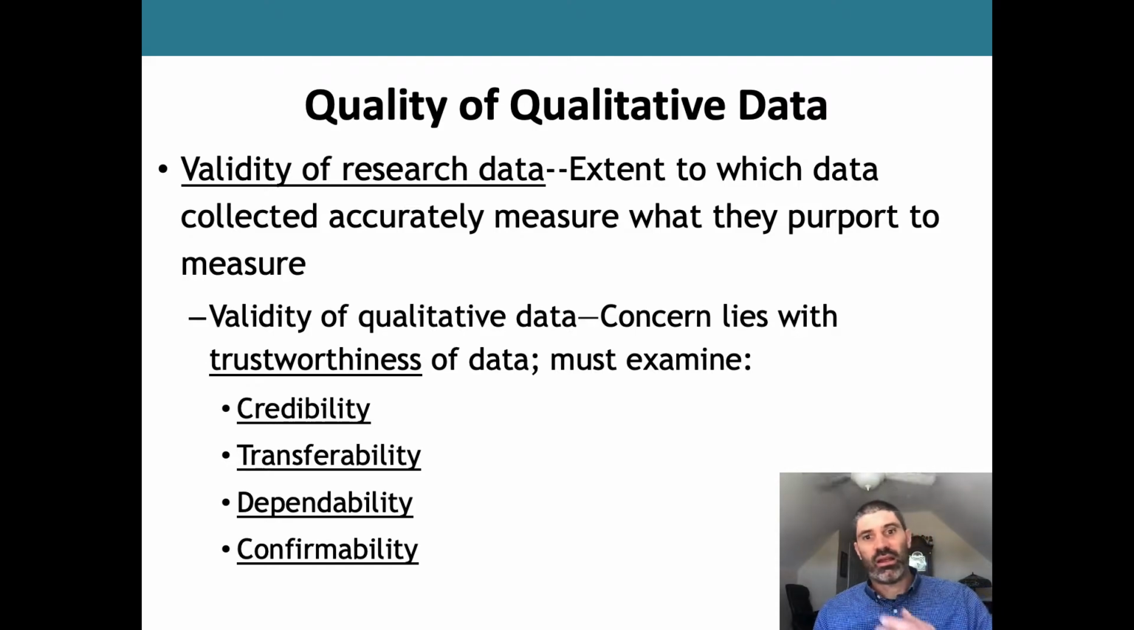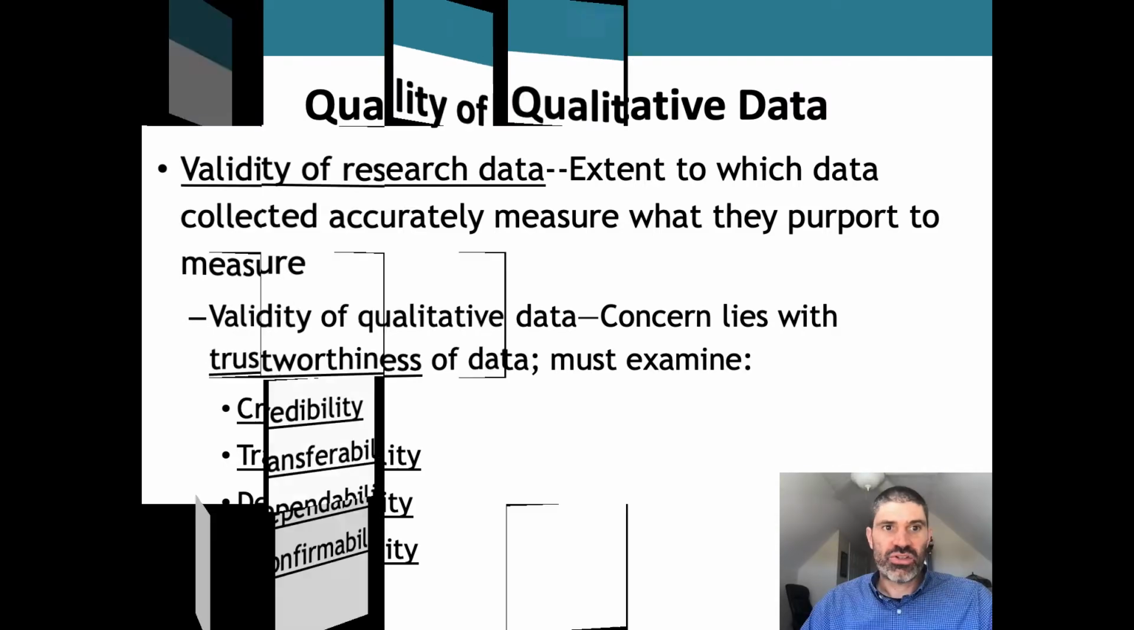You may not be getting as accurate of an answer as you would maybe if you did a survey where they were more anonymous and you weren't directly talking to that individual. So the book talks about these different types of validity: credibility, transferability, dependability, confirmability. But the idea is, does the data we're collecting really represent what we think it's representing? Am I really getting at what I think I'm getting at? Or am I introducing some sort of bias into that process?